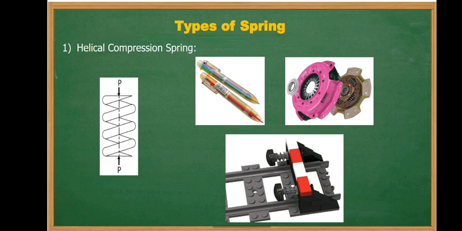So first type is the helical compression spring. In the figure you can see in these springs the external force tends to shorten the spring. When the external force is acting on the spring, this is the original length of the spring, and it will get compressed due to the external action. The coils of the spring are separate from each other, and such type of springs are generally used in ball pens, railway buffers and clutches and brakes of an automobile.